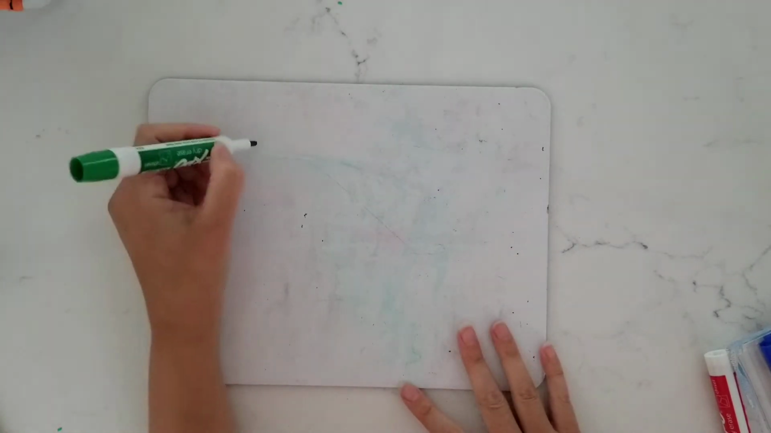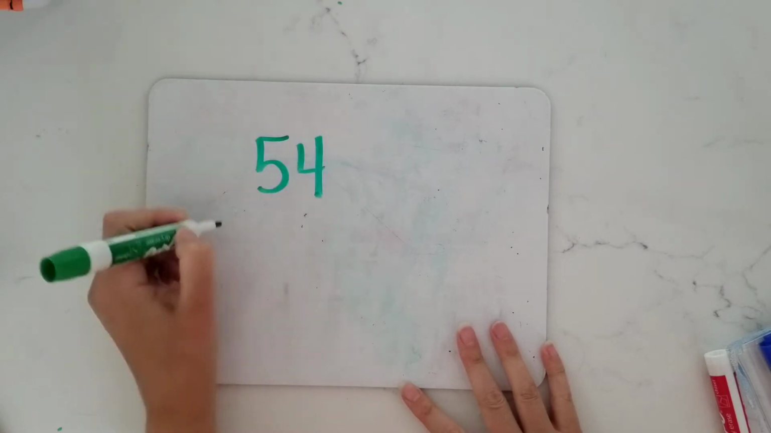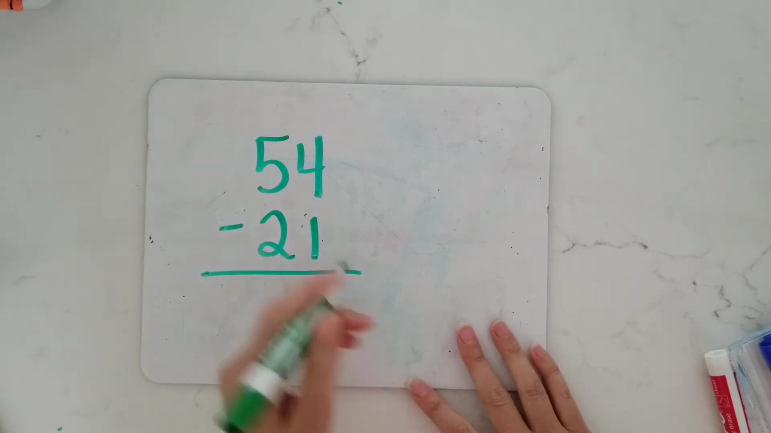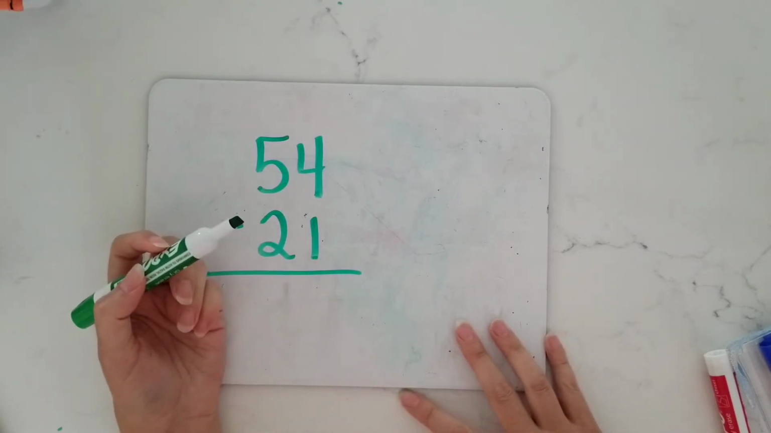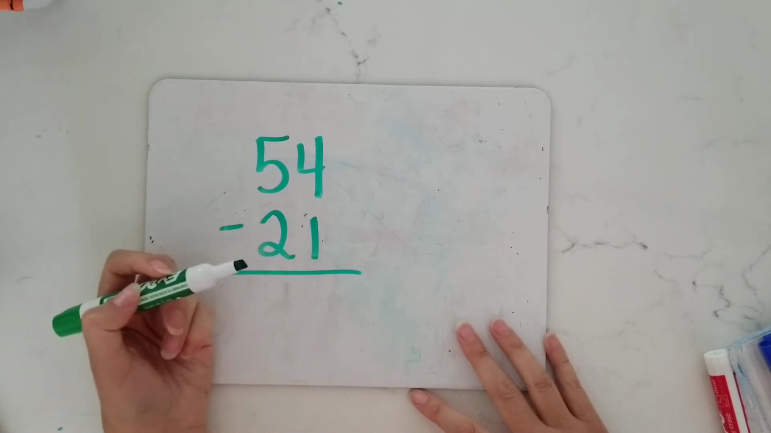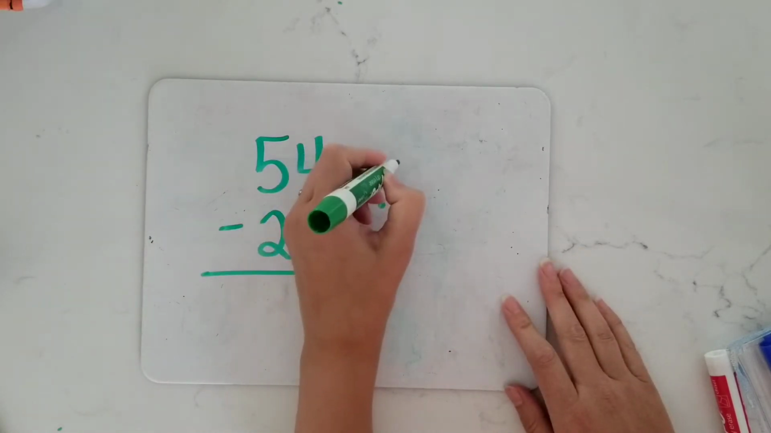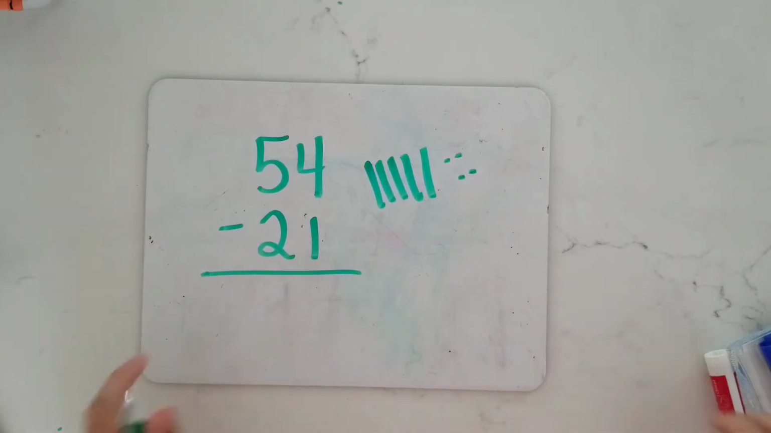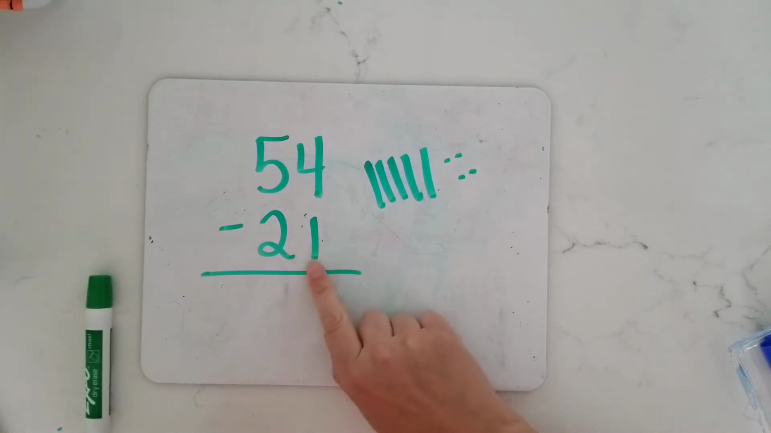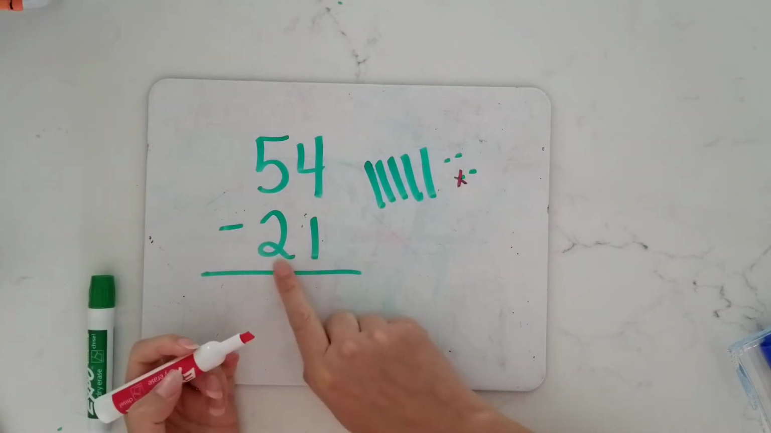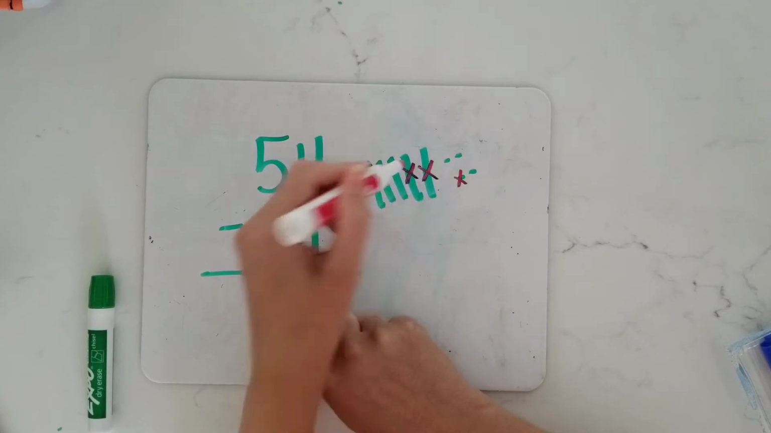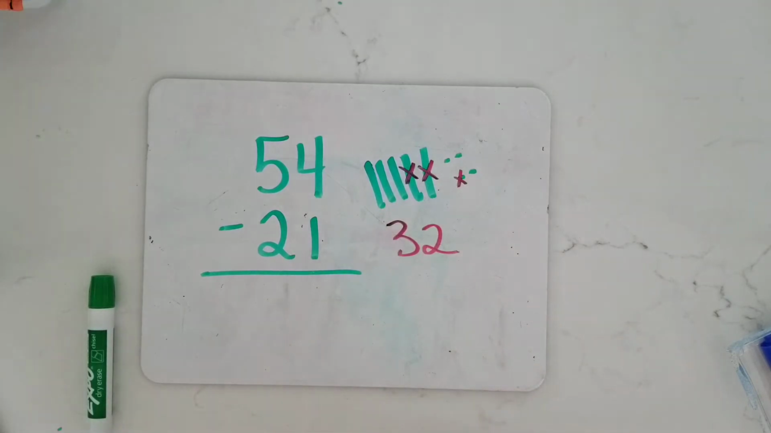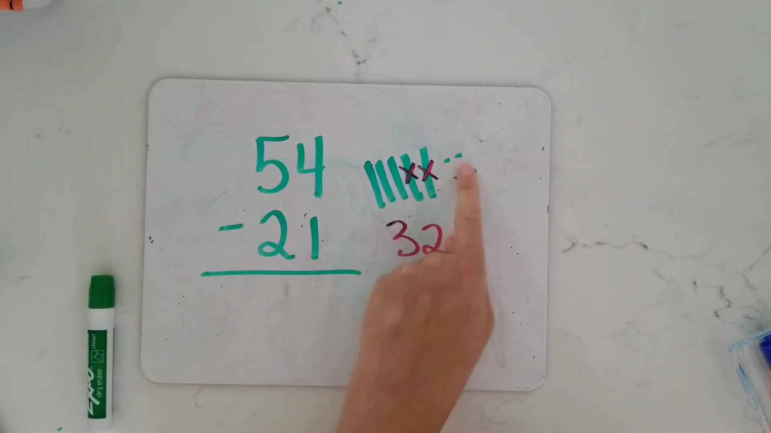But let's try another one that's maybe easier. Let's do 54 minus 21. Okay, so I could do the 50 plus 4 and the 20 plus 1 and subtract, or I could just do 1, 2, 3, 4, 54, and then I could take away 21 by taking away 1 and 20. And I'm left with 32. 10, 20, 30, 1, 2.